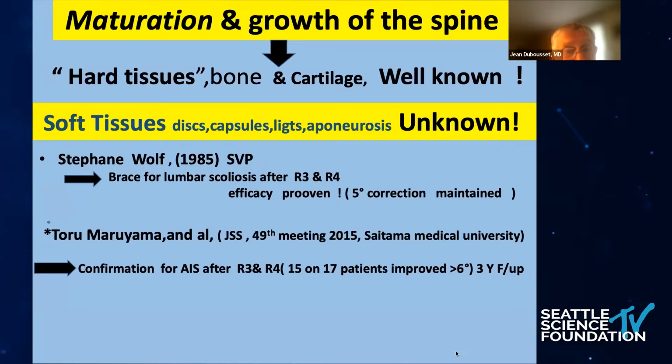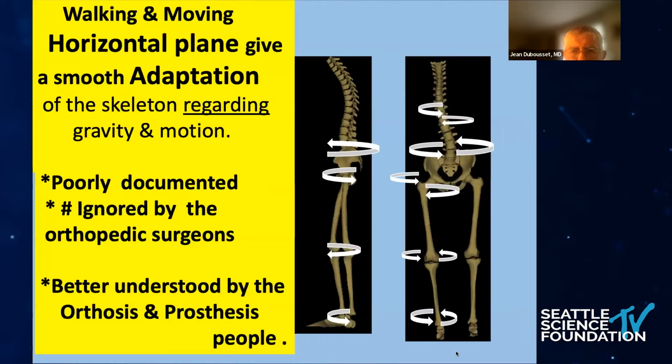And in 1985, when I was working at Saint-Vincent-de-Paul, I asked my resident, Stefan Wolf, to look at the patients that I was treating with a brace for lumbar scoliosis after research 3-4. And he demonstrated the proven efficacy. And now, in a recent meeting in Japan, this was confirmed. And you see that with 3-year follow-up, there is improvement at that level where it is very important, the lumbar spine, improvement with the treatment.